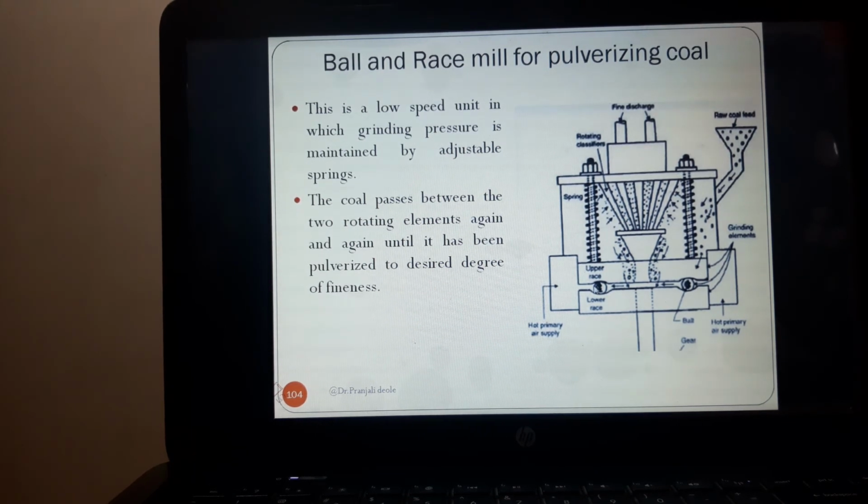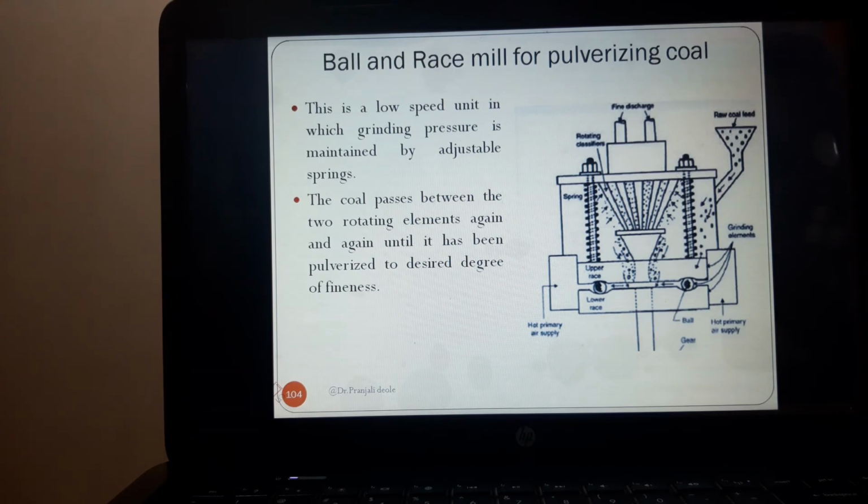We will first discuss the construction details. This is the fine discharge. These are the rotating classifiers. This is the raw coal feeder. These are the grinding elements which are kept over here. This is the upper race, this is the lower race, these are the balls, and this is the supply of the hot primary air. This is a low speed unit in which grinding pressure is maintained by adjustable springs.